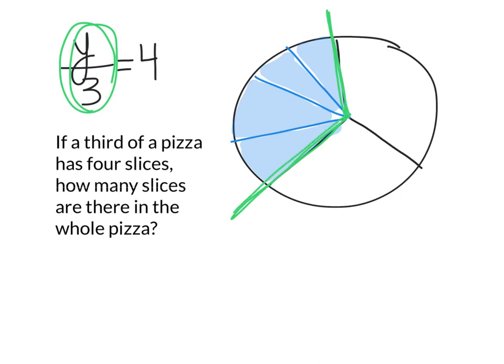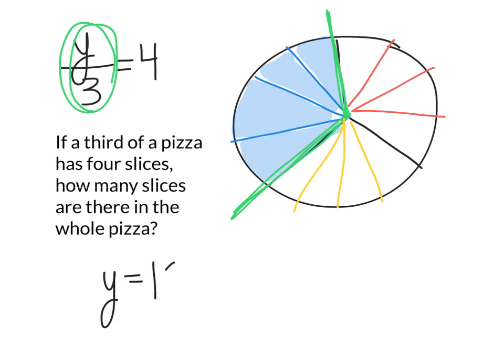The question is, when we're isolating the variable, we are solving it for y. We want it to be 1 whole y, 1 whole pizza equals how many slices? Well, if there are 4 slices in that third, then there would be 4 slices in this third, and there would be 4 slices in this third. So altogether, there would be 12 total slices. That's what a word problem might look like.